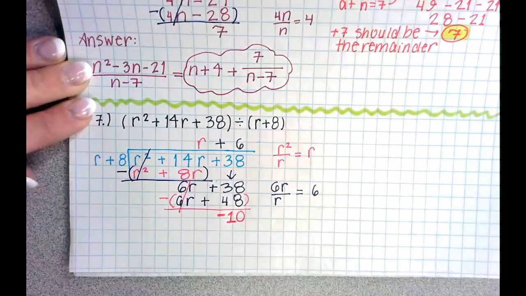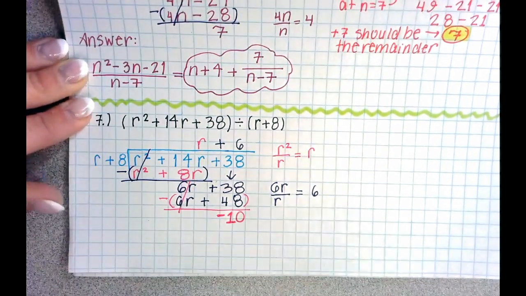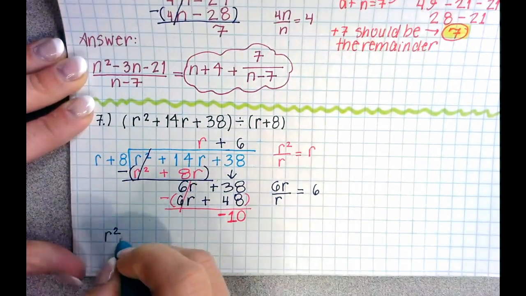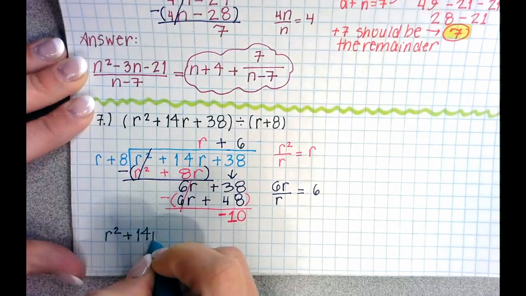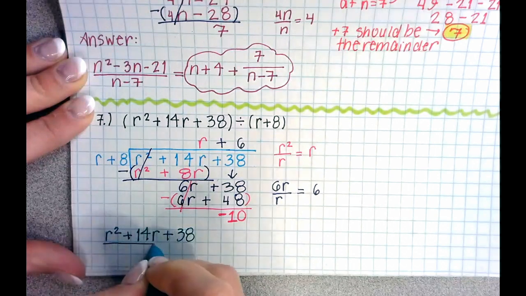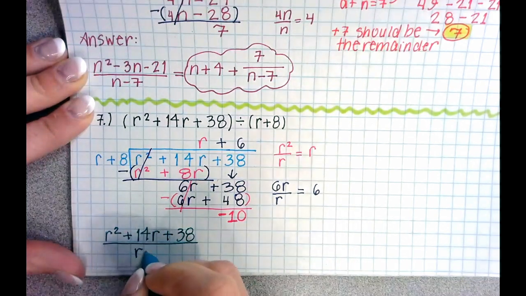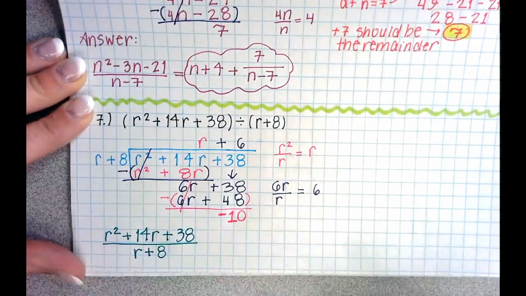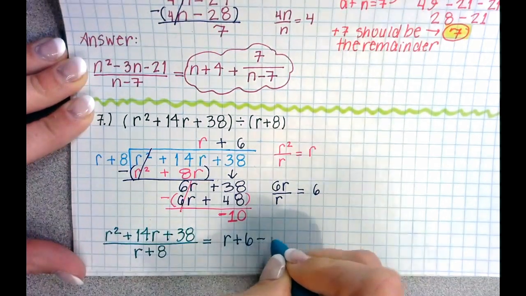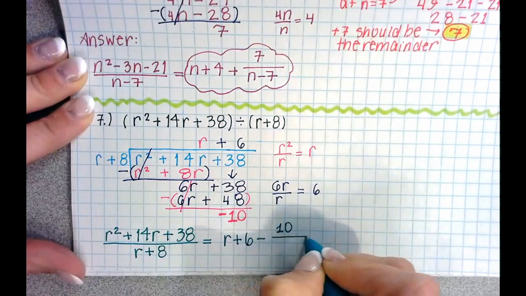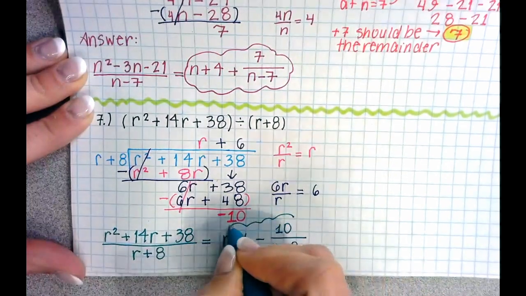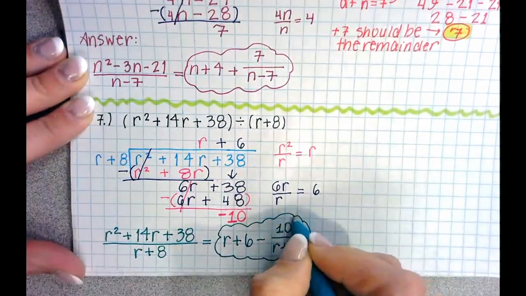So how do we write out our answer nicely? Once again, you should have r squared plus 14r plus 38 over r plus 8 will be equal to r plus 6 minus 10 over r plus 8. That is your answer right there.